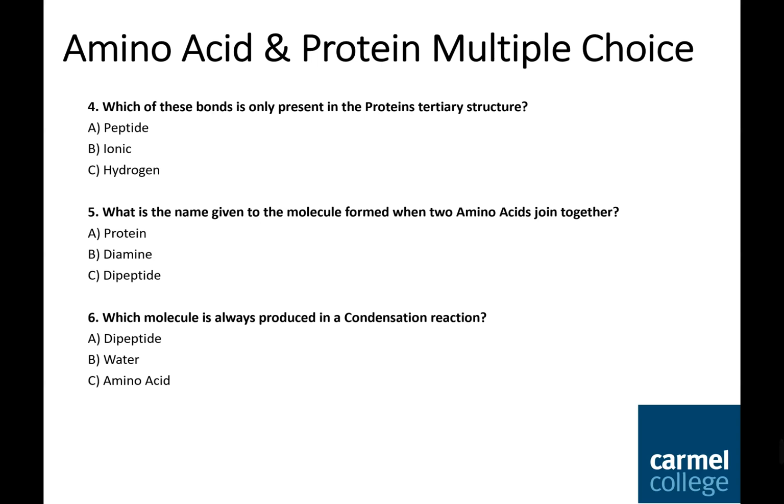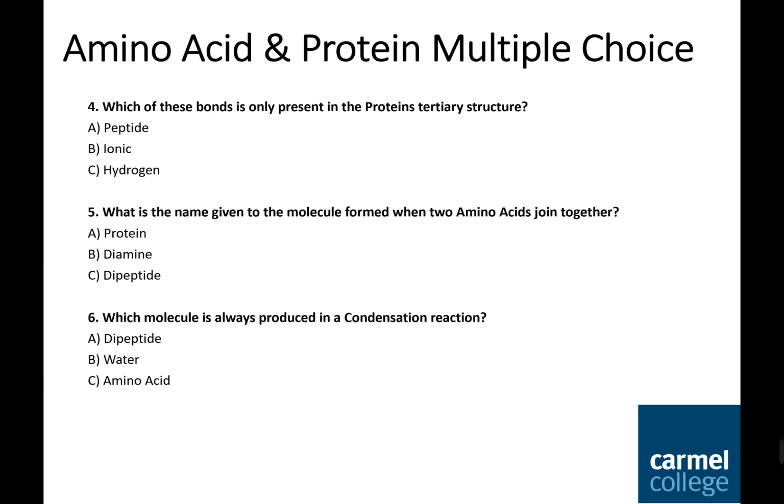Question 6, which molecule is always produced in a condensation reaction? The answer to that is water. Condensation reactions don't just happen between amino acids. They happen between different smaller molecules to form larger molecules, such as between glucose molecules to form disaccharides in carbohydrates.